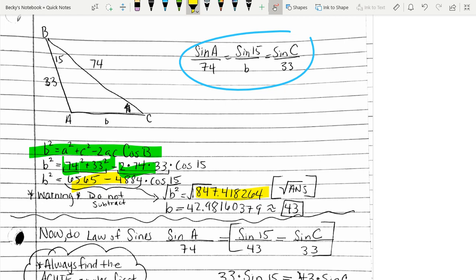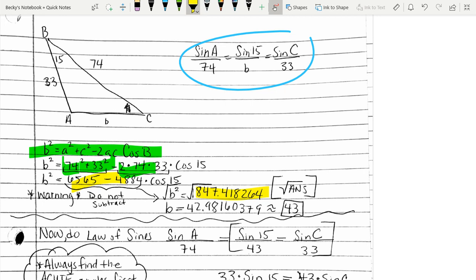Back in the day when calculators were more difficult to use, and some of yours might be this way, I had to take 4884 times cosine 15, write down that entire big number, and then take 6565 minus that number I wrote down. Or if you're good with brackets, which are a good thing, take 6565 minus, then open a parenthesis, 4884 times cosine 15, close the bracket, and push enter. Hopefully you get 1,847.4.